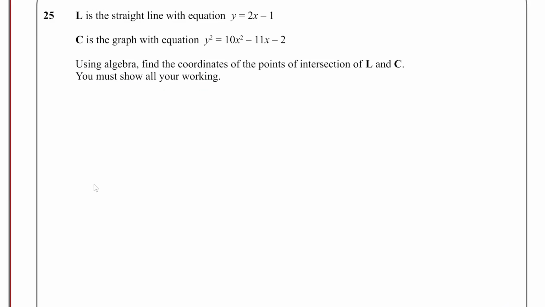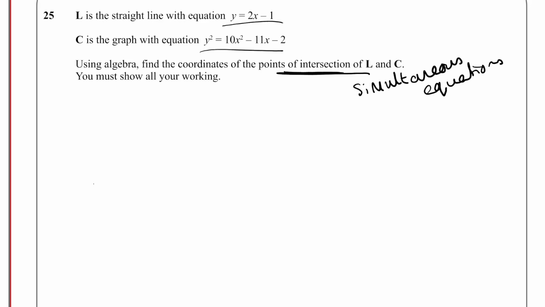And question 25. L is the straight line equation y equals 2x minus 1. C is the graph of equation y squared equals 10x squared minus 11x minus 2. Using algebra, find the coordinates of the points of intersection of L and C. You must show your working. So whenever we have points of intersection of 2 graphs, we have simultaneous equations. So we have to solve these 2 simultaneous equations. We have to solve them using substitution.